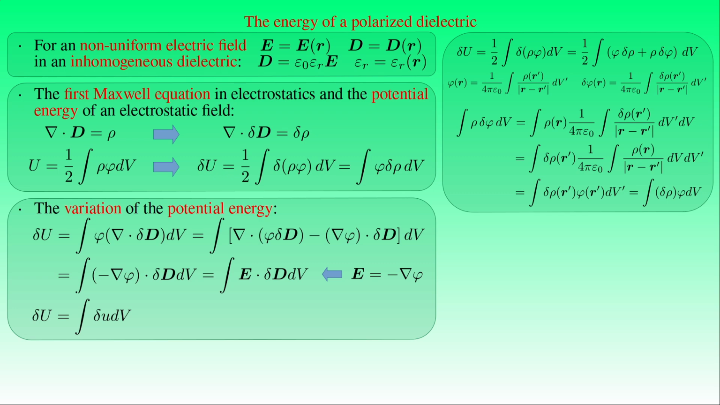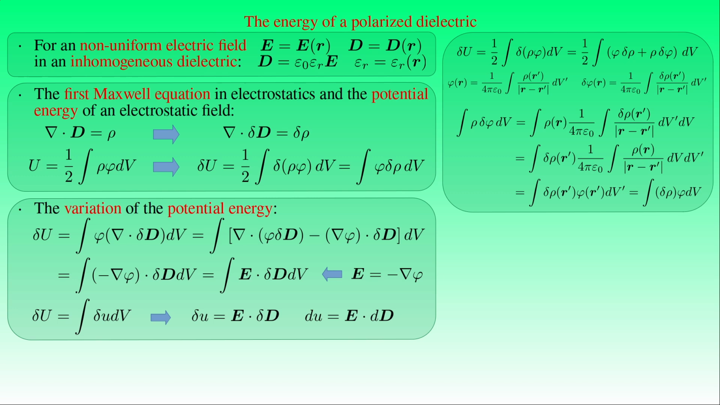By comparing the two forms of the variation of the potential energy U, we can state that the variation of the energy density U is equal to the dot product of the electric field strength E and the variation of the displacement vector d. Because the variation operator involves only an infinitesimal change in the physical fields, this equation can be reformulated in the form where the differential of the energy density U is given by the dot product of the electric field strength E and the differential of the displacement vector d.